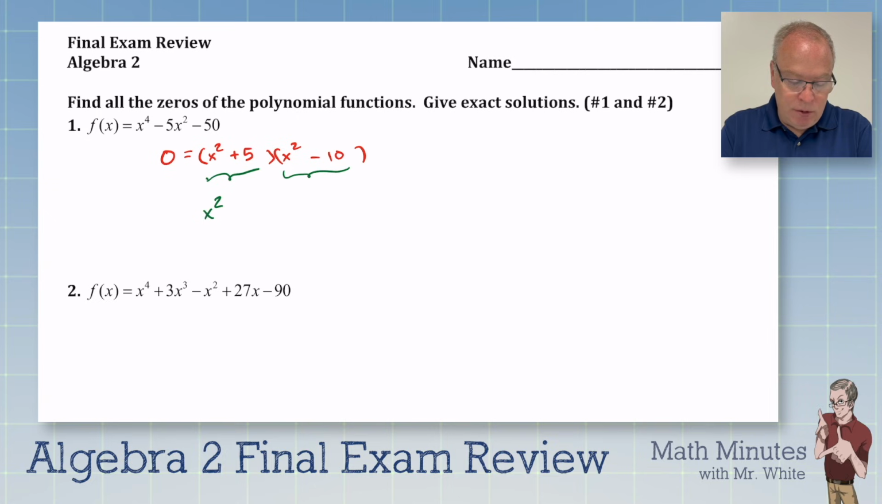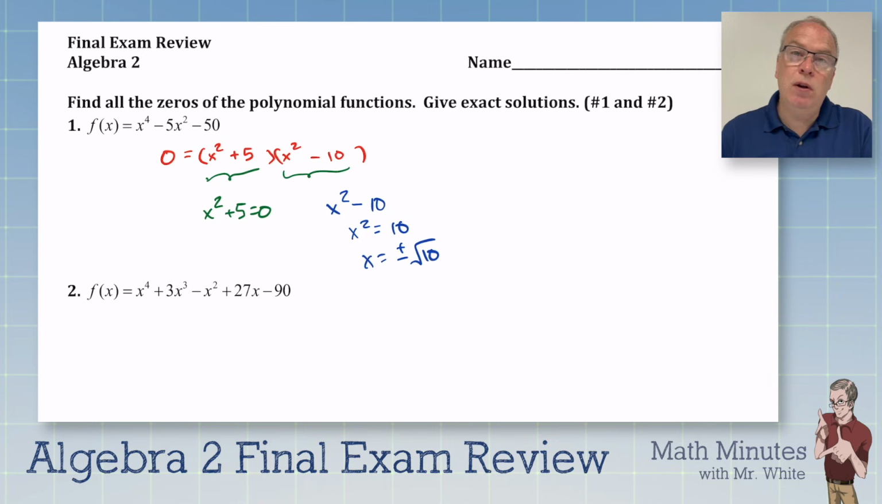This is called the zero product property. Since the product of these two things is equal to 0, we can create two separate equations and solve the two separate equations. So x squared equals 10, x equals plus or minus radical 10 is one of the answers. And then if you subtract 5 here, you get x squared equals negative 5.